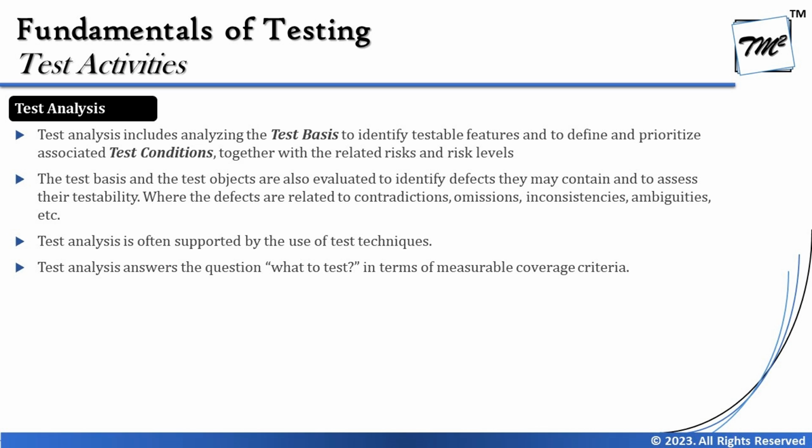Also, the test basis and the test objects are evaluated to identify defects. That means static testing kicks off right from here. As you're going through the documentation, you're gaining understanding about the requirements and expectations, but at the same time, you're trying to understand more about the anomalies related to it. For example, if you go through a requirement and find an unclear, ambiguous, or inconsistent requirement, which means unclear, incomplete, or contradicting, you just let the author know. That means you are finding defects early, right in the requirement. These defects are what result in a misunderstanding of requirements at a later point of time.